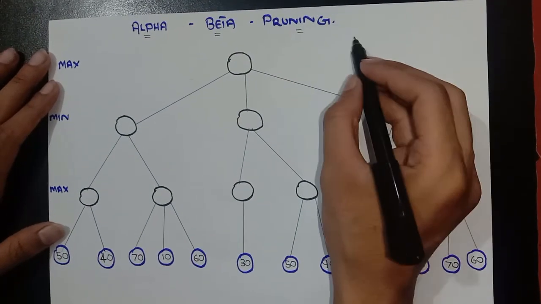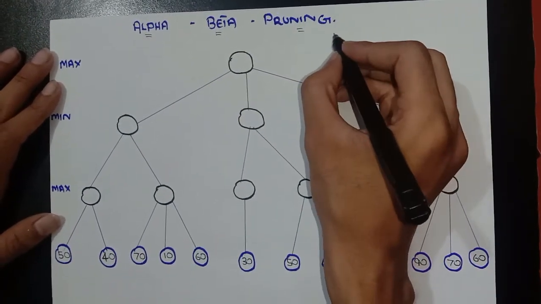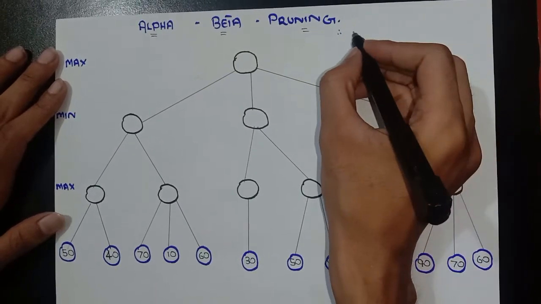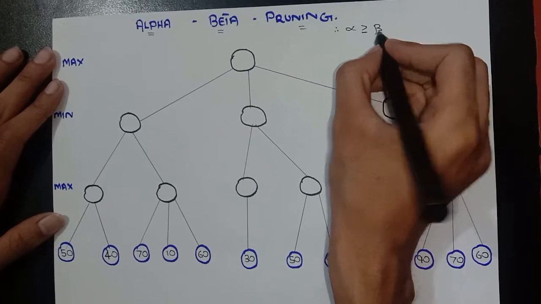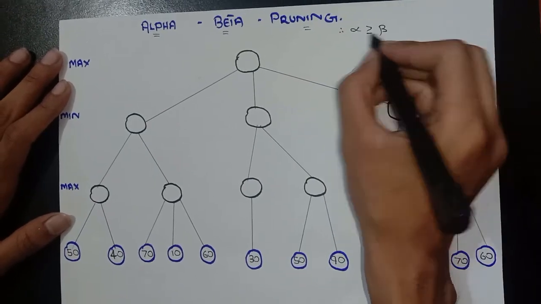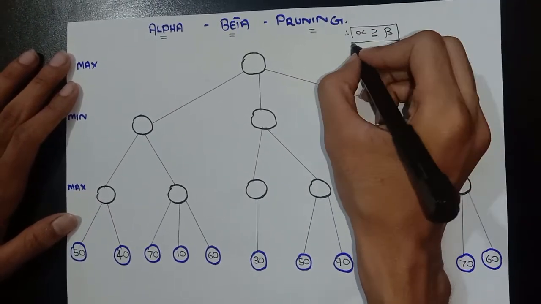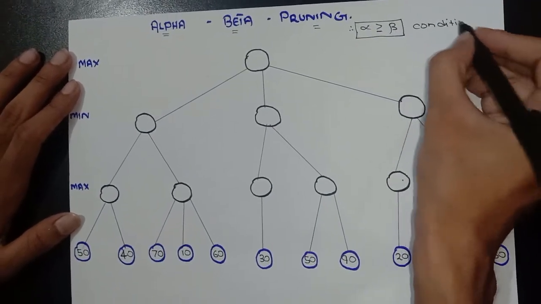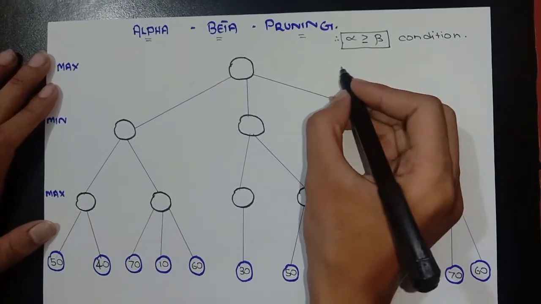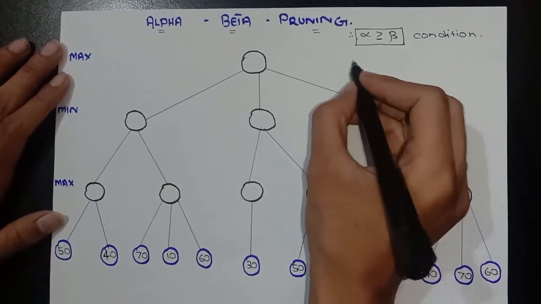So guys, it is a very important topic and it is asked in university exams, and many students make mistakes in this topic. So I'm writing the formula of alpha beta pruning, which is alpha is greater than or equal to beta. I will explain this formula in a couple of minutes. So write down this condition.